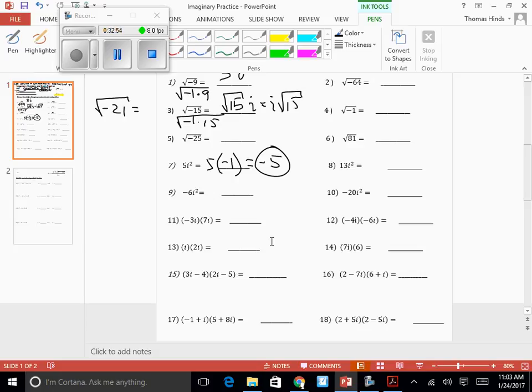Alright, so 11 is going to be a little bit tricky. And I'll mess around with 15 on this side, and then I will go from there. Alright, negative 6, I saw it in your papers, times a negative 1.